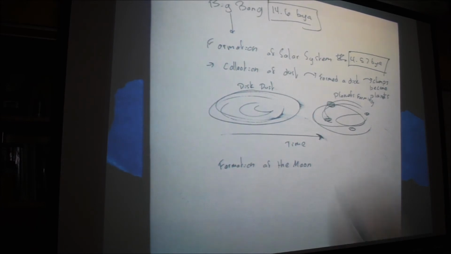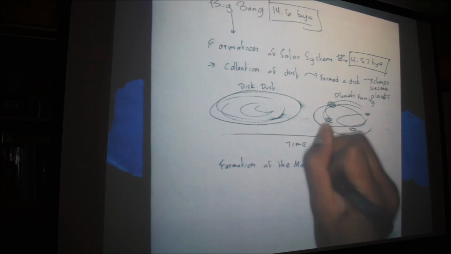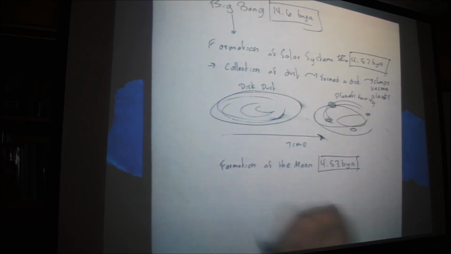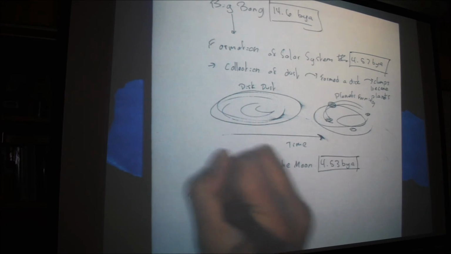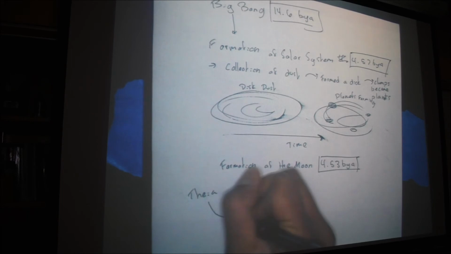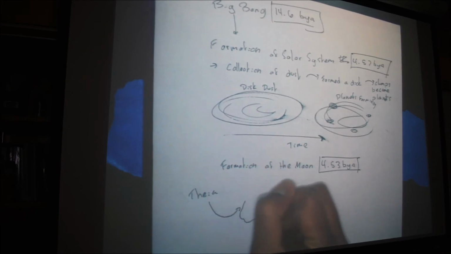Okay, so the formation of the moon, 4.53 billion years ago. Cool. Now what happened is you had this giant Mars-sized mass called Theia, and right here it had a glancing blow with a very young Earth.